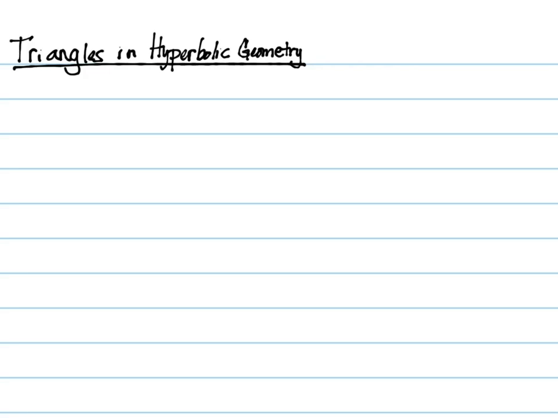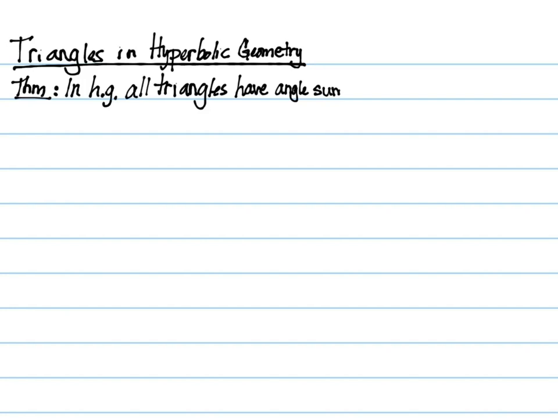So the theorem says the following. And to abbreviate, I'm going to call it HG so I don't have to keep writing hyperbolic geometry, okay? So in hyperbolic geometry, HG, all triangles have angle sum less than 180 degrees.